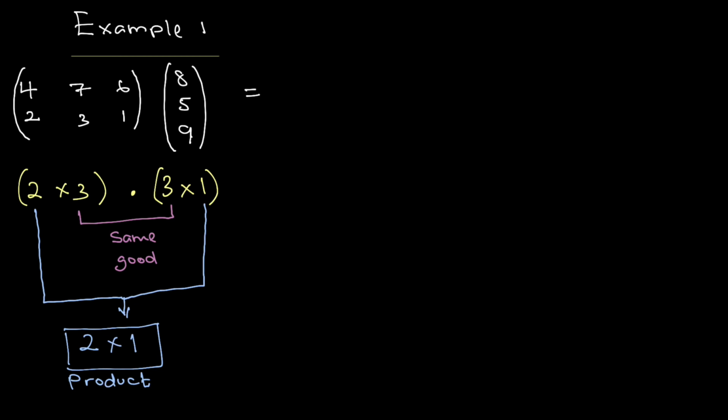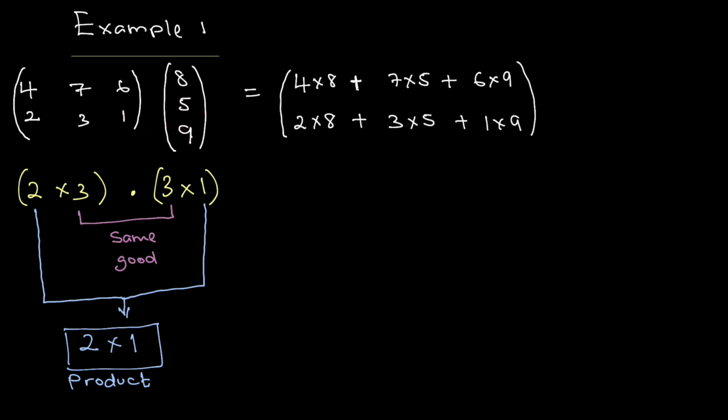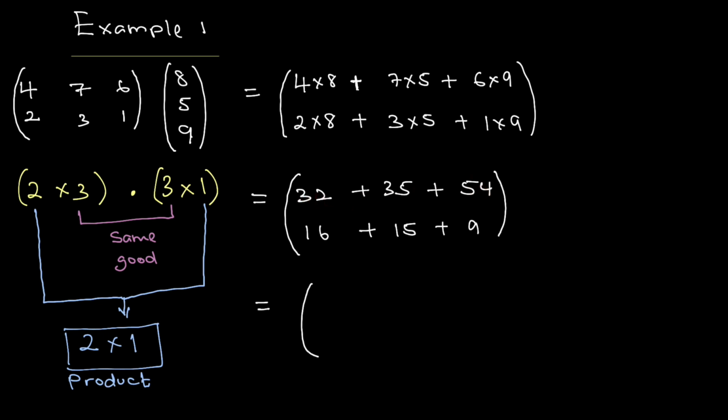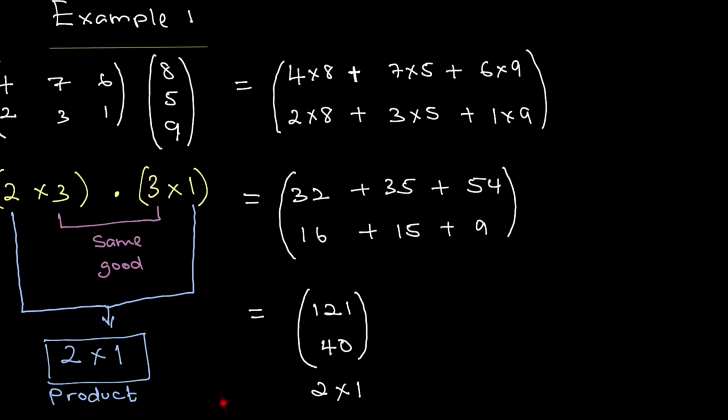Okay, so let's perform this operation. 4 times 8 plus 7 times 5 plus 6 times 9. In the second row, 2 times 8 plus 3 times 5 plus 1 times 9. And then we need to sum them up. That would be 32 plus 35 plus 54, and 16 plus 15 plus 9. Now we add them all up, so that would be 121 and 40. This is a 2 by 1 matrix, which is the product.